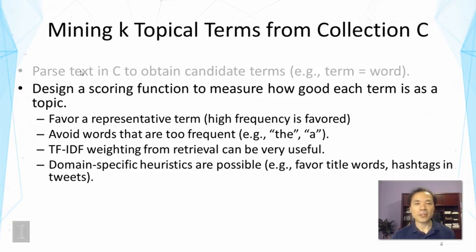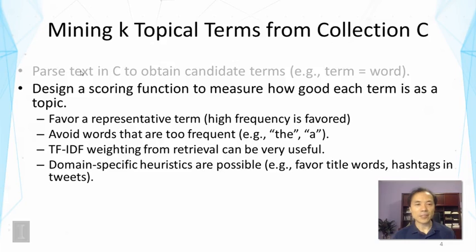But when we apply such an approach to a particular problem, we might also be able to leverage some domain-specific heuristics. For example, in news, we might favor title words. Actually, in general, we might want to favor title words because the authors tend to use the title to describe the topic of an article. If we're dealing with tweets, we could also favor hashtags, which are invented to denote topics. So naturally, hashtags can be good candidates for representing topics.